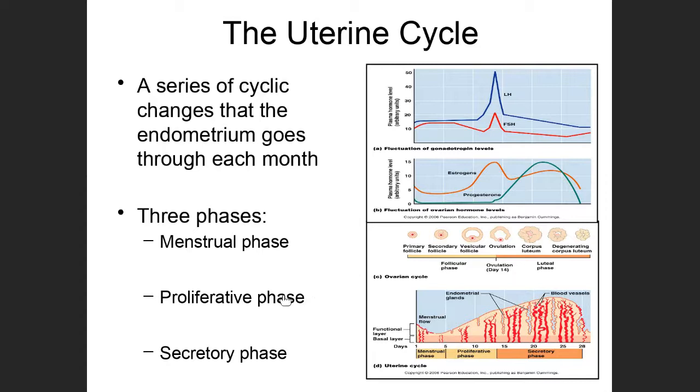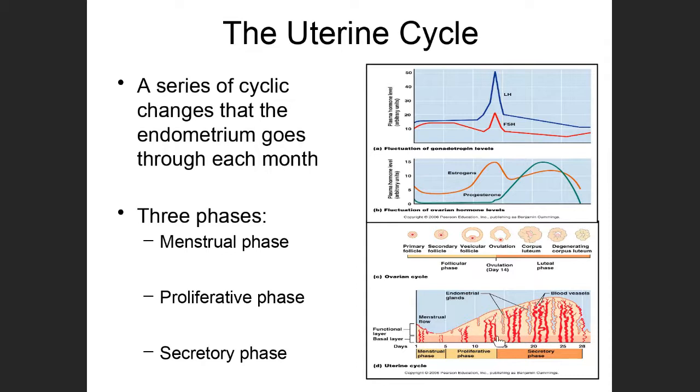Days 6 through 14 are what's known as the proliferative phase. So proliferative phase, because during this time following menstruation, we've actually got that lining in the uterus starting to build back up. So it's starting to thicken again in preparation for the possible implantation of a zygote.